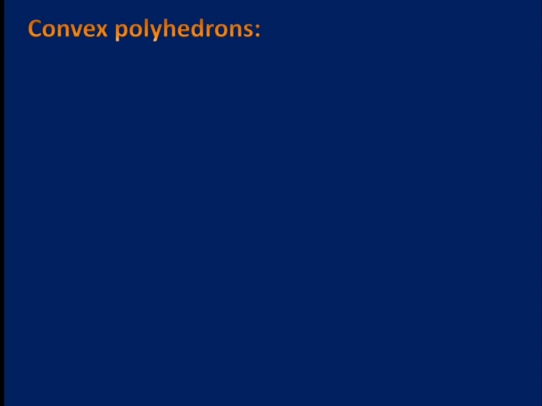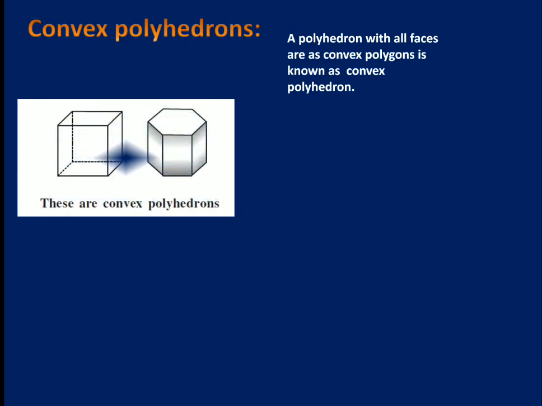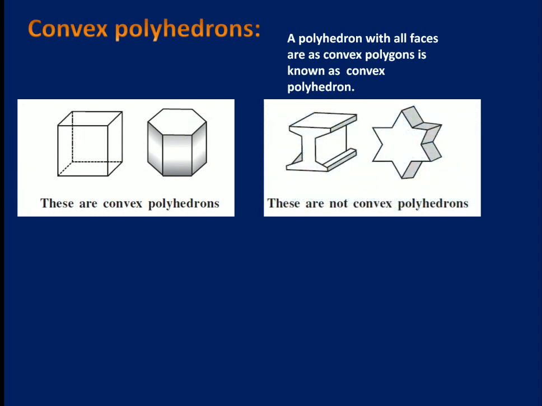Convex polyhedrons. A polyhedron with all faces as convex polygons is known as convex polyhedron. These are convex polyhedrons and these are not convex polyhedrons. A polyhedron whose faces are not all convex polygons is not a convex polyhedron.